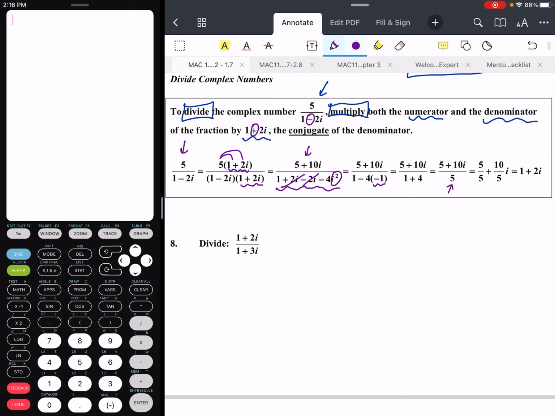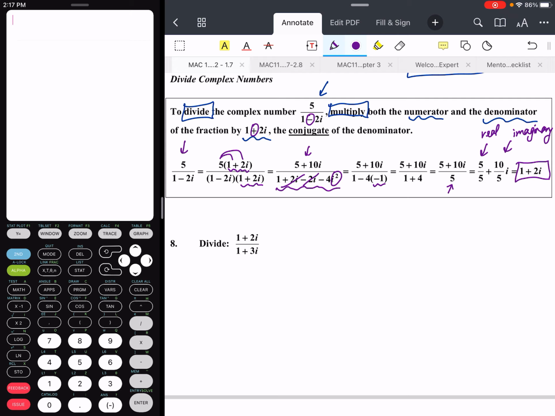And then our last step is we can fully simplify this by splitting this up into our real part and our imaginary part. So you can always split these into two fractions, 5 over 5 plus 10 over 5i, and then simplifying gives us our final answer, 1 plus 2i.